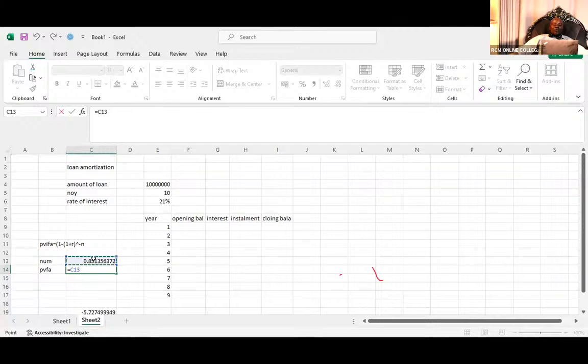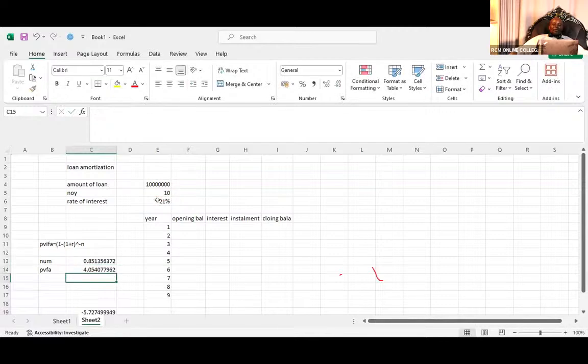And our R is 21%. So divided by, over. Yeah, 21%. You pick it, it's easy to pick it from there. So there we are. No problem.